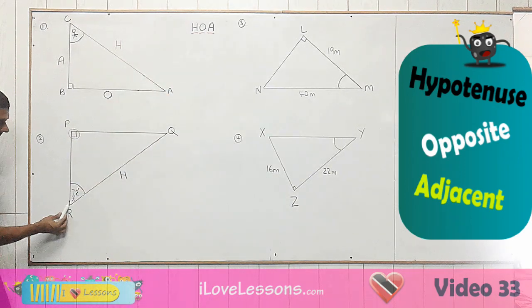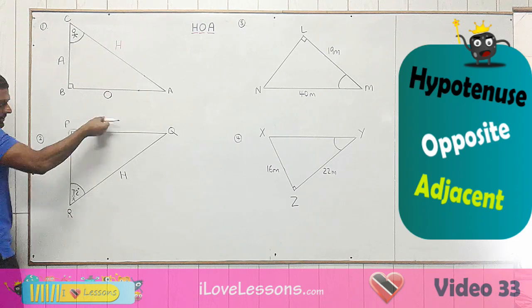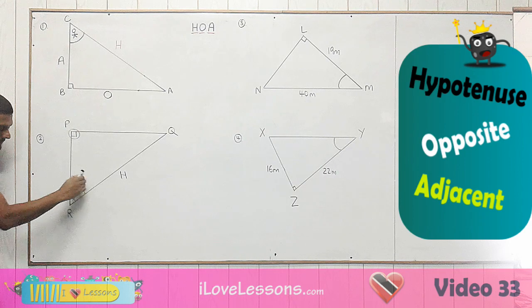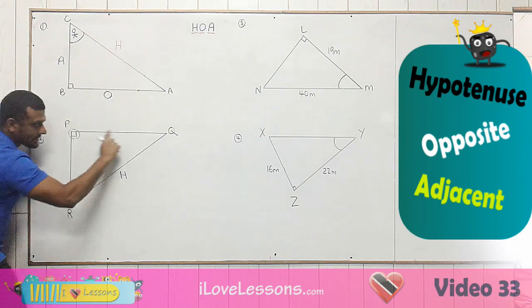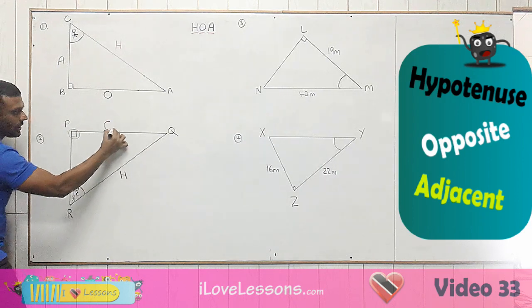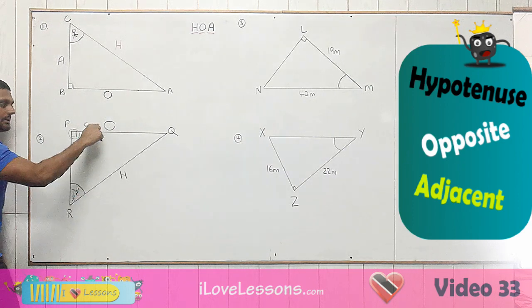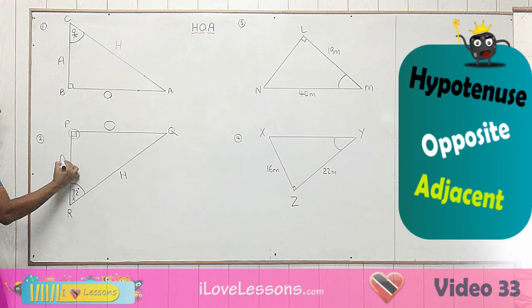So if I'm standing here, I have two sides to choose from, this one or this one. Isn't this side looking like the opposite to you? Isn't this wall opposite to where you are standing? So here's your opposite. And once you figure out who is your hypotenuse and opposite, the remaining side is automatically your adjacent.